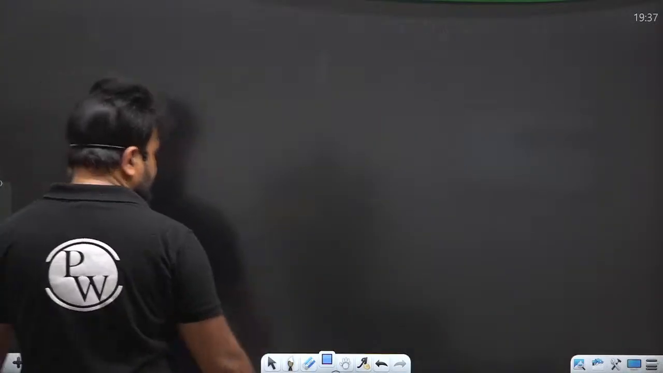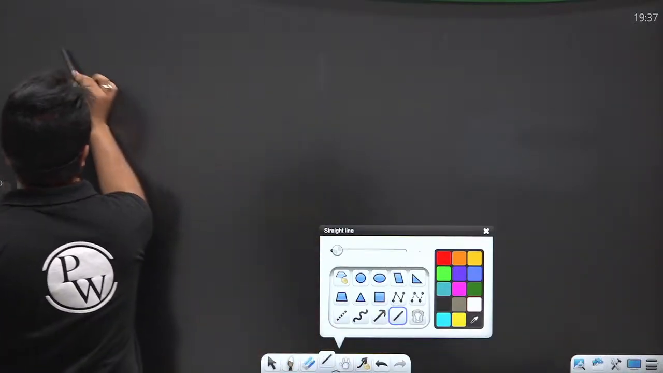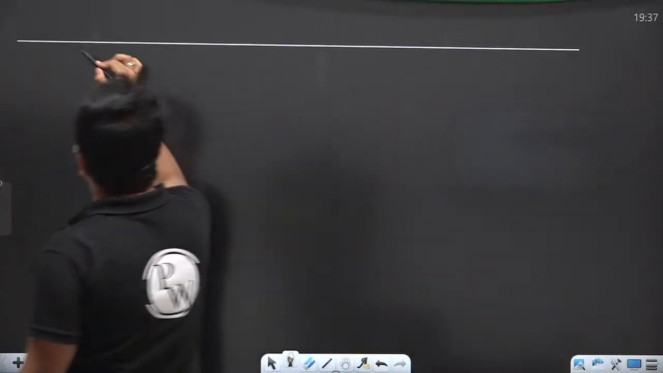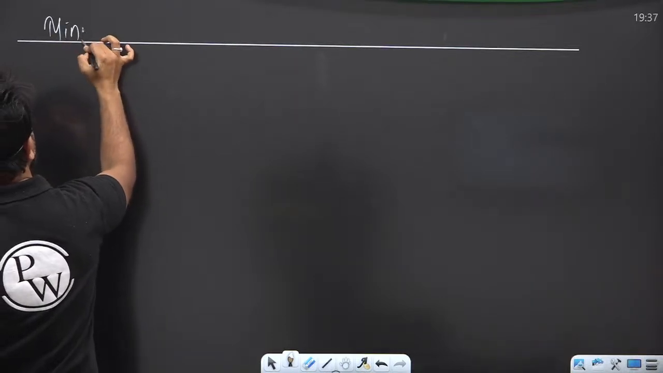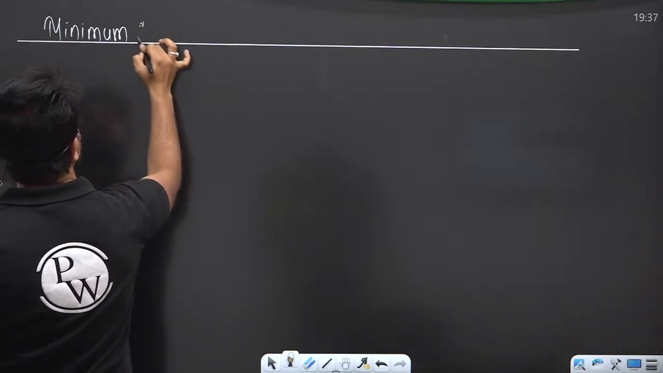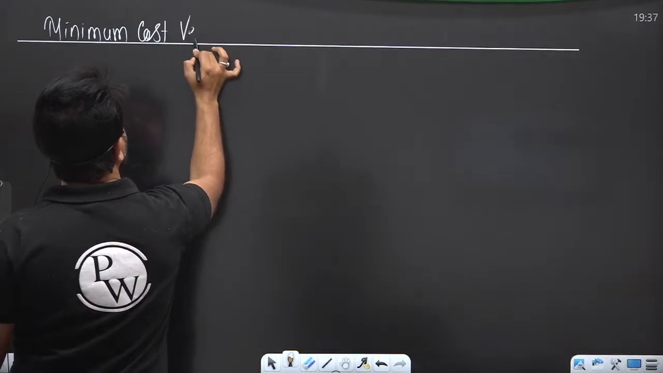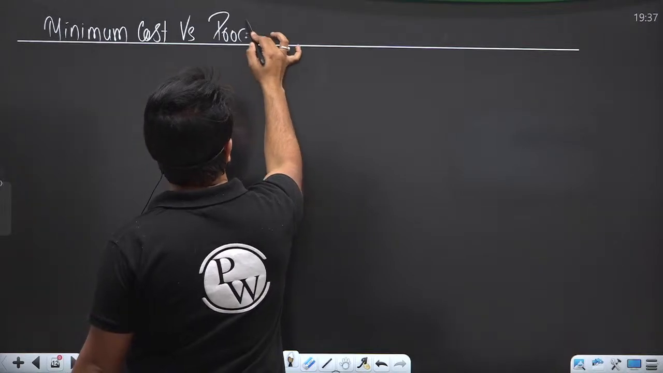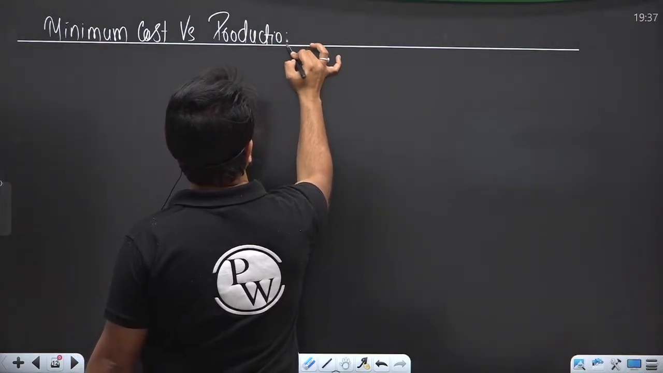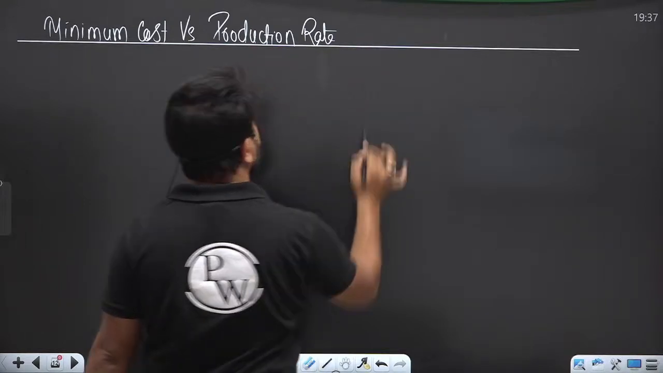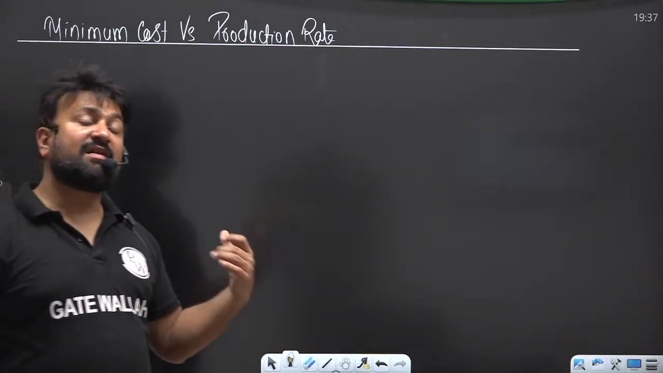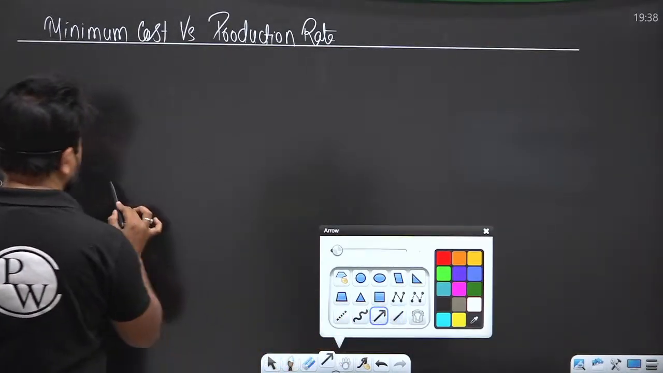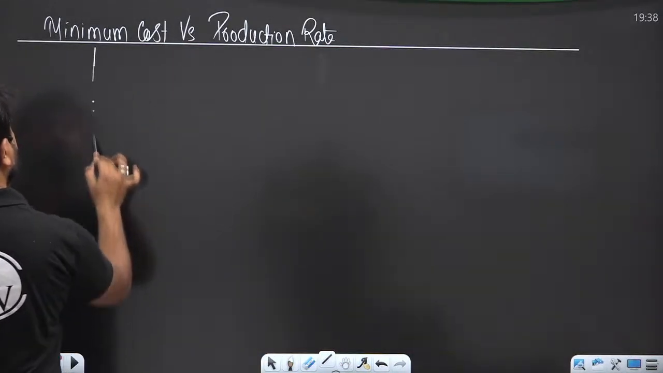Now I'm going to give you one more graph, that is the minimum cost versus production rate. Let me draw the graph. That graph is very important. Simply see this graph.